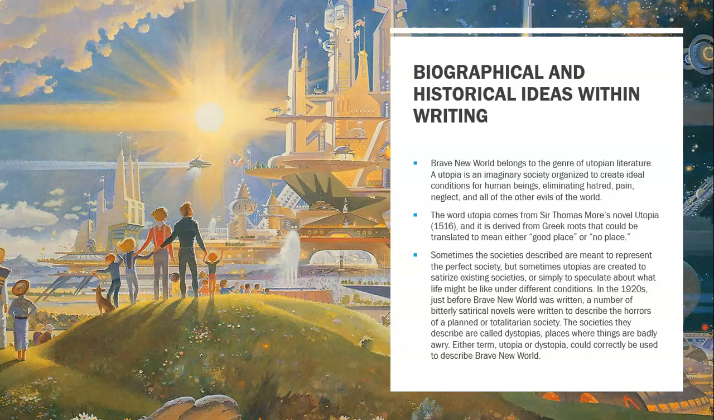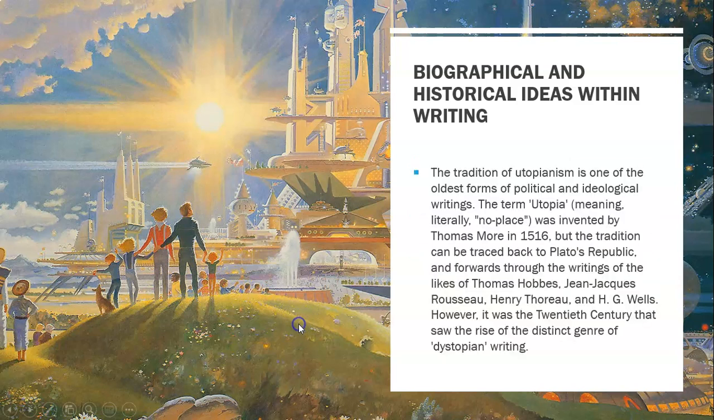In the 1920s, just before Brave New World was written, we need to remember that a number of satirical novels were written to describe the horrors of a planned totalitarian society. Much of this, of course, was in response to World War One. The societies they describe are called dystopias, places where things are badly awry and wrong. Either term, utopia or dystopia, could be correctly used to describe Brave New World. That's why a lot of people actually call it anti-utopian. It's against the idea of utopia.